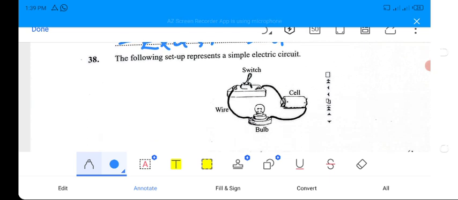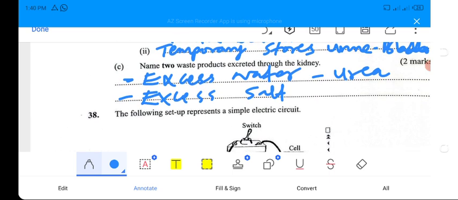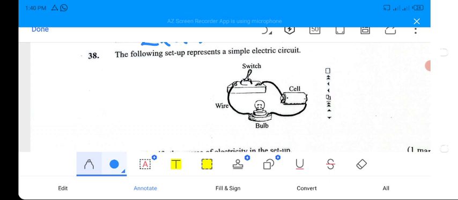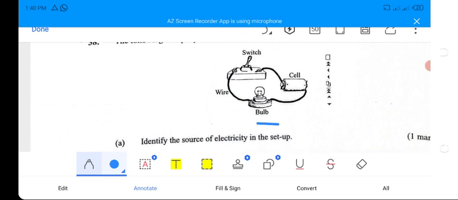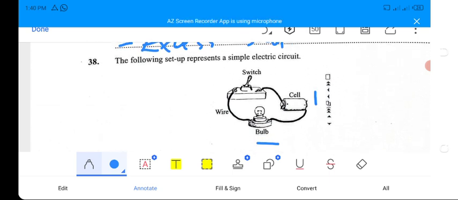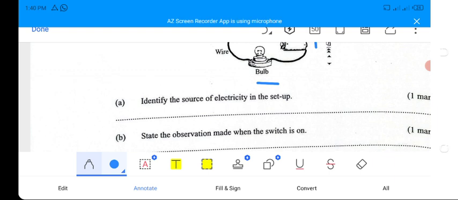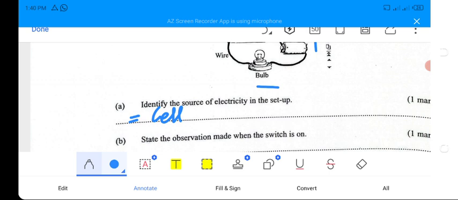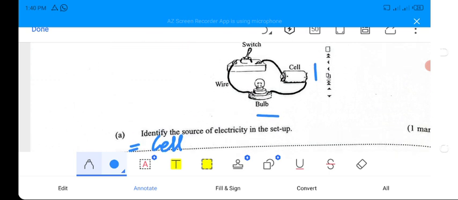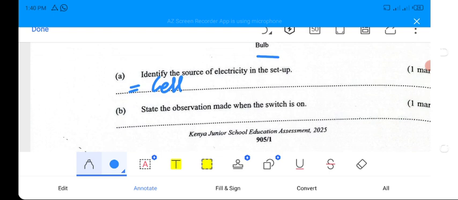So question 38, the following setup represents a simple electric circuit. As you can see, this is a simple electric circuit containing the bulb, wire, switch, and the cell. So identify the source of electricity in the setup. Dry cell is the source of electricity. So it's the cell. The cell is the source of electricity. You can call it a cell, dry cell, or a battery. So the form of energy that is contained in a cell is called chemical energy.